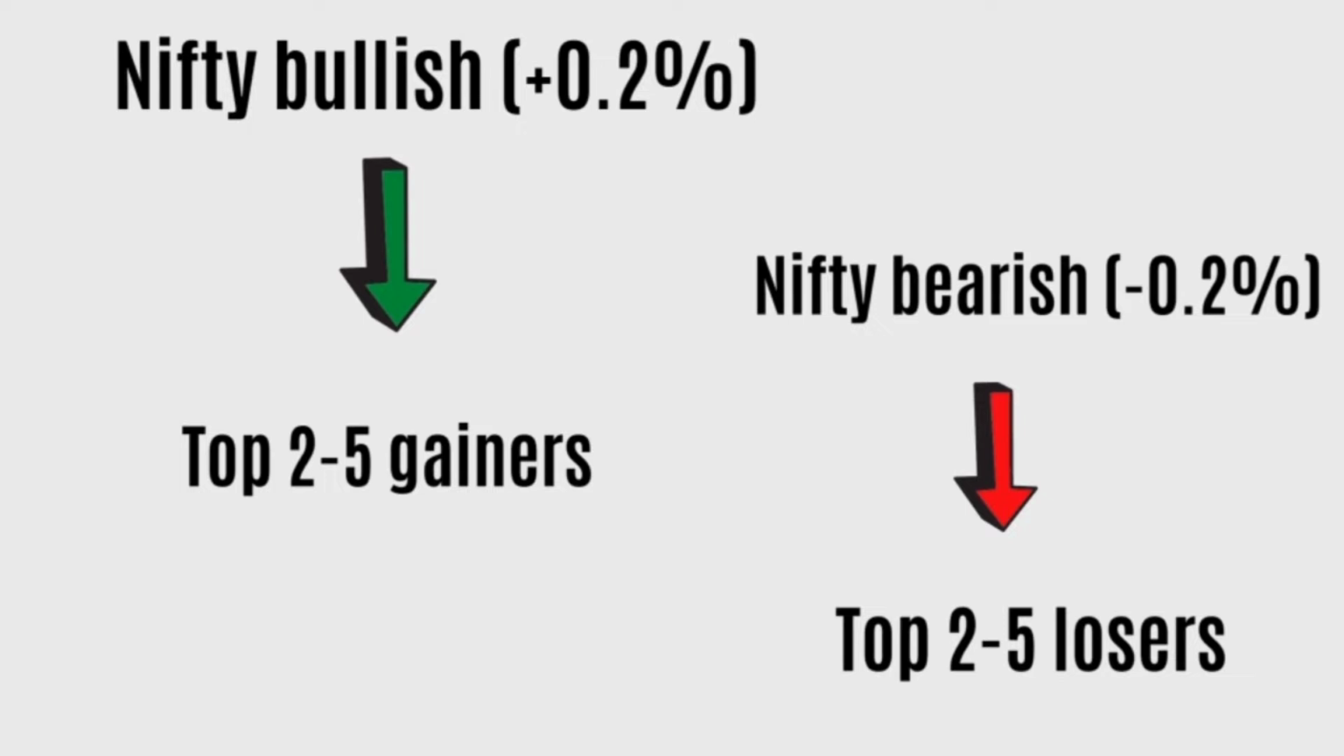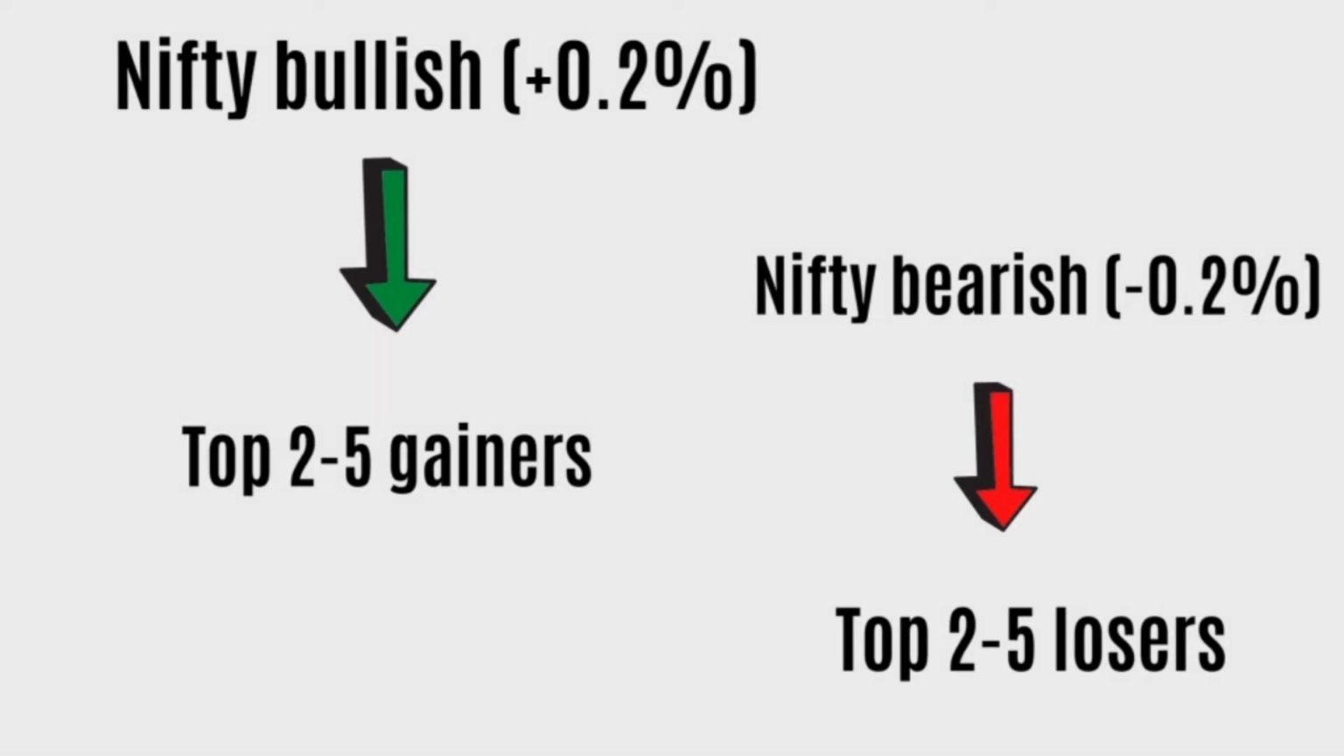If the overall market of Nifty is bullish, select the top 5 gainers, leave the first one so that we can have some space for the stock to move. If Nifty is above 0.2%, you can confirm that the market is bullish. And if the market is bearish, that is Nifty is below minus 0.2% or below that, choose the top 5 losers, leave the first loser.